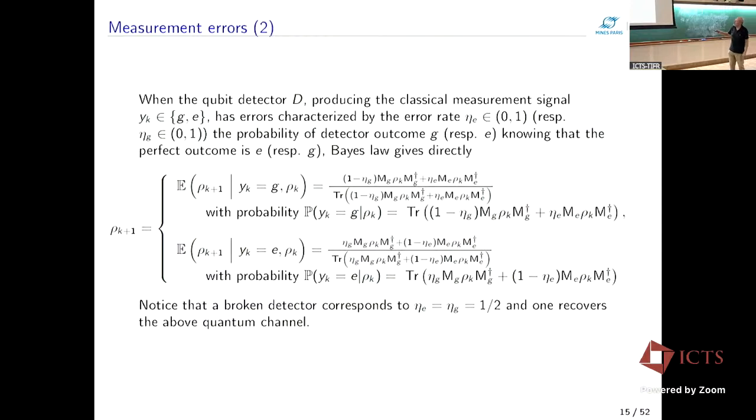And you can look at this formula. For example, if I assume that eta G is 0 and eta E is 0, I recover the previous things. And now, if I assume that eta G is 1/2 and eta E is 1/2, it is as if my detector is broken. Because I have exactly the same formula here and here, I divide by 1/2, so detector broken is 1/2 in any case.